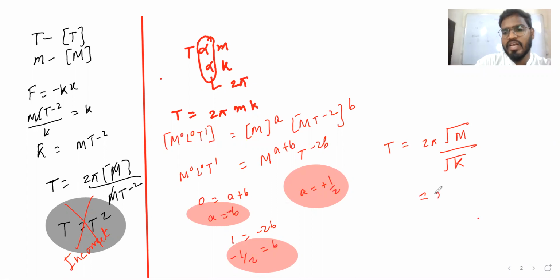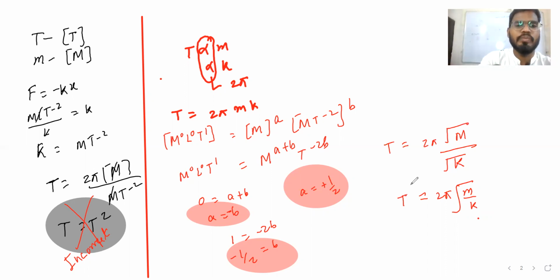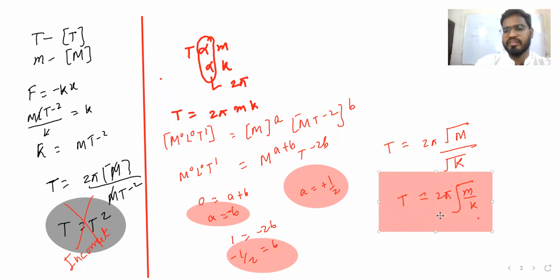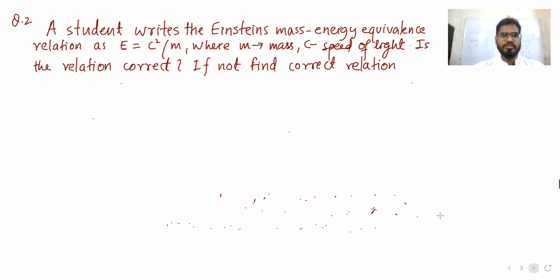Same thing. So now we can say, guys, see, time period is equal to 2 pi root m by k. So this is the equation we can write here. Hope you got it, how to solve it. Little patience is required here. You have to find the constant. That is easy. Let's see the next question.